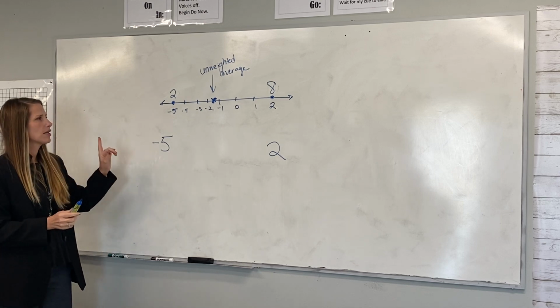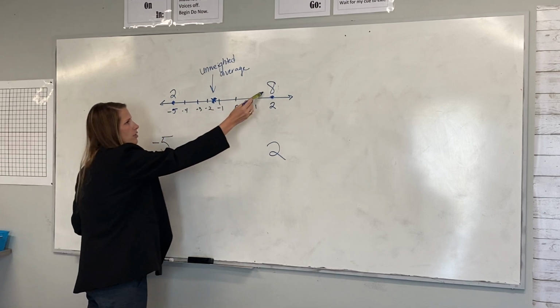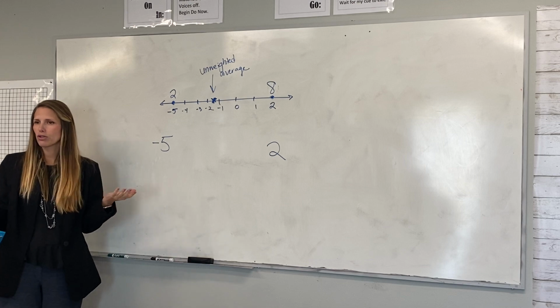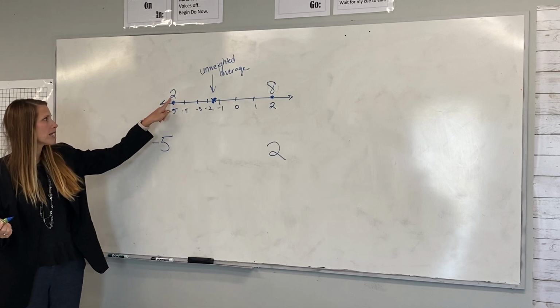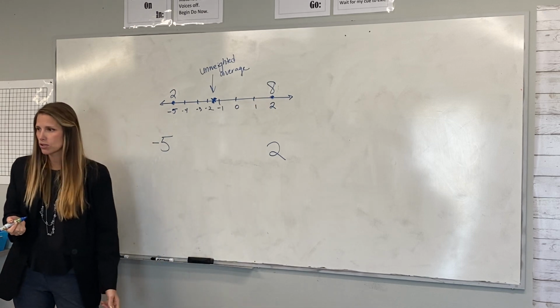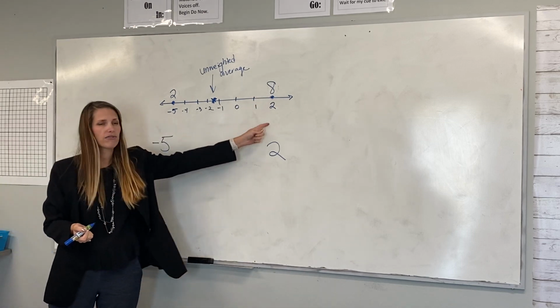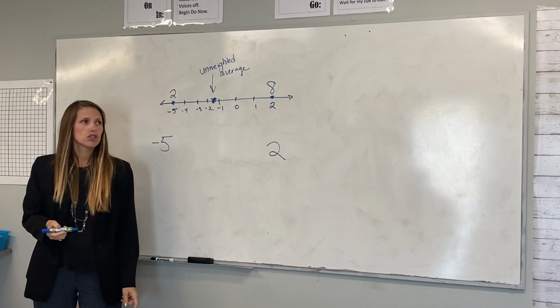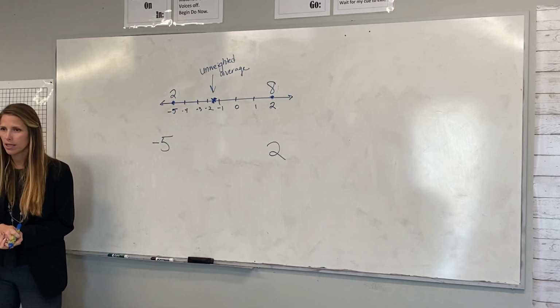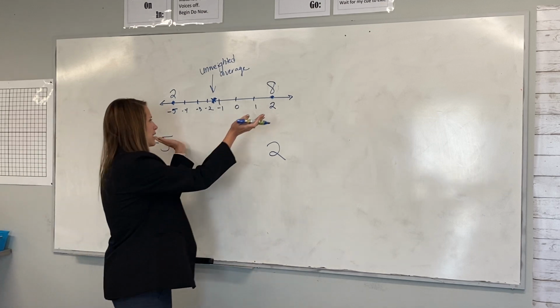Okay, so I see that you're saying that the 8 is heavier, right? So if the 8 is the heavier weight, it's greater, right? Picture these in pounds, okay? If the -5 weighs 2 pounds and the 2 weighs 8 pounds, which one's heavier, the -5 or the 2? The 2. So this 2 has more pull to it. It is heavier. It's almost like a scale.